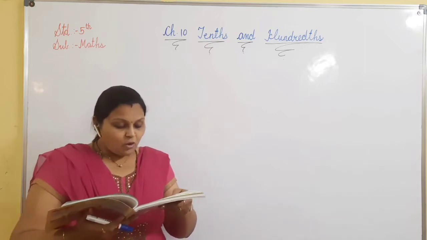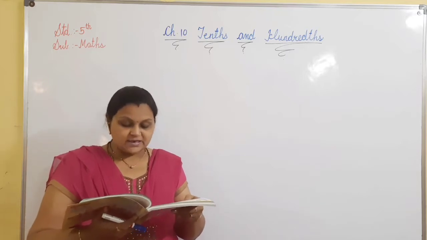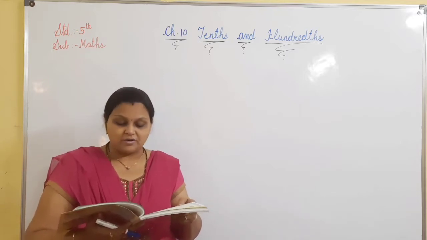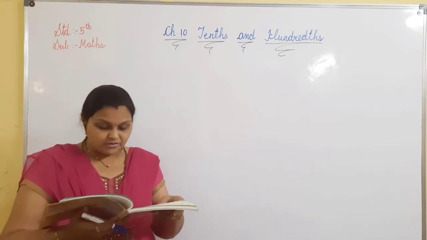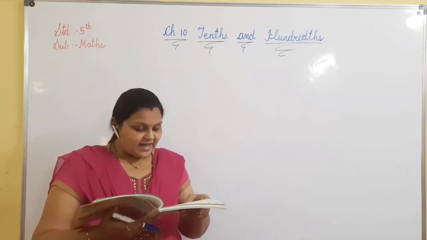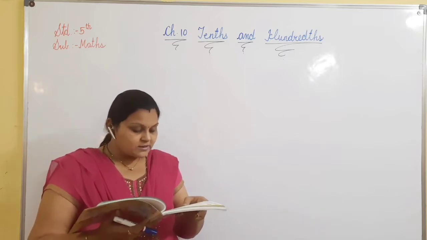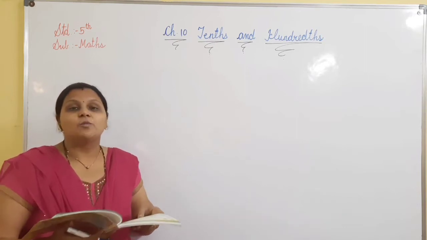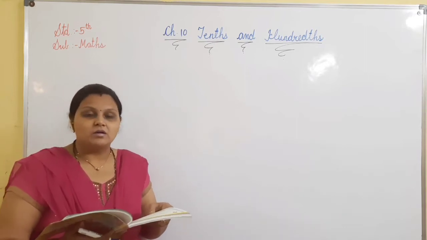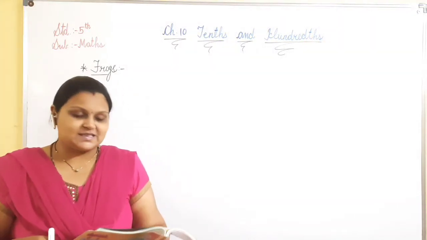millimeters. We also call 1/10 of a centimeter as 0.1 centimeter. As 0.1 we have converted into millimeter. We read it as 0.1 centimeter. So 1 millimeter is the same as 0.1 centimeter. Clear?